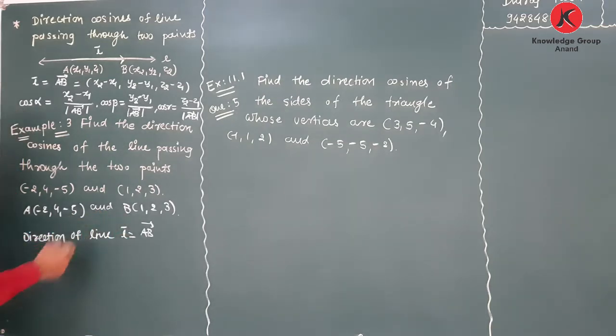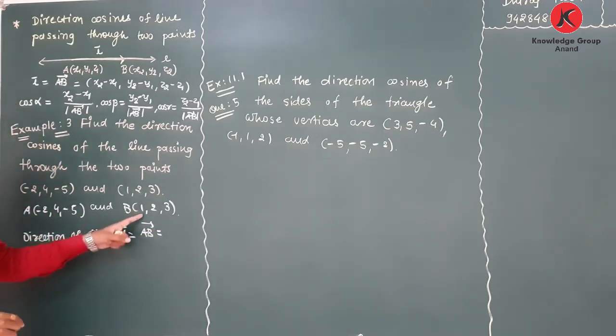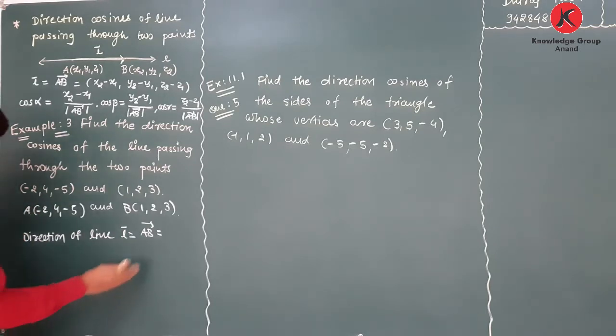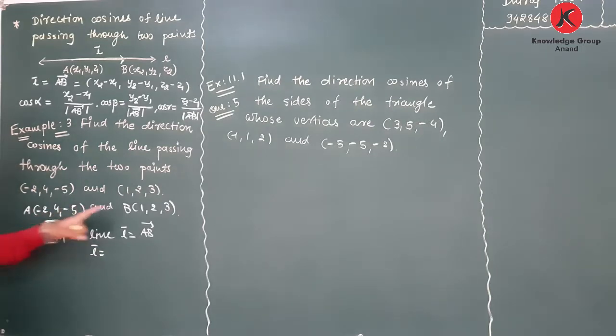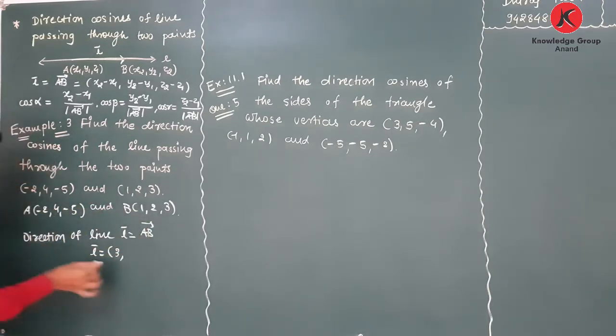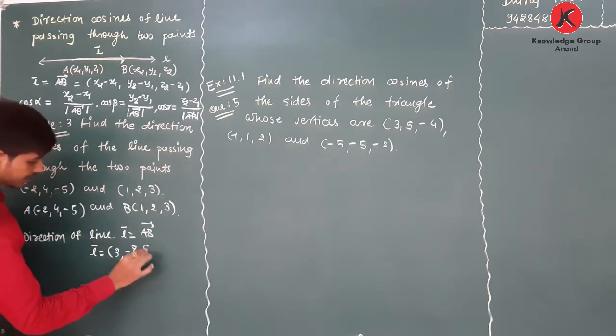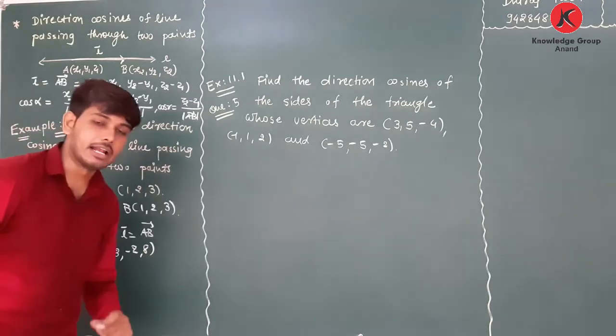So L bar is equal to vector AB. Now what is vector AB? Vector AB means B minus A. So B minus A, that means 1 minus minus 2, which will become 1 plus 2, which is 3; 2 minus 4 is minus 2; 3 plus 5 is 8. So this is your L bar.